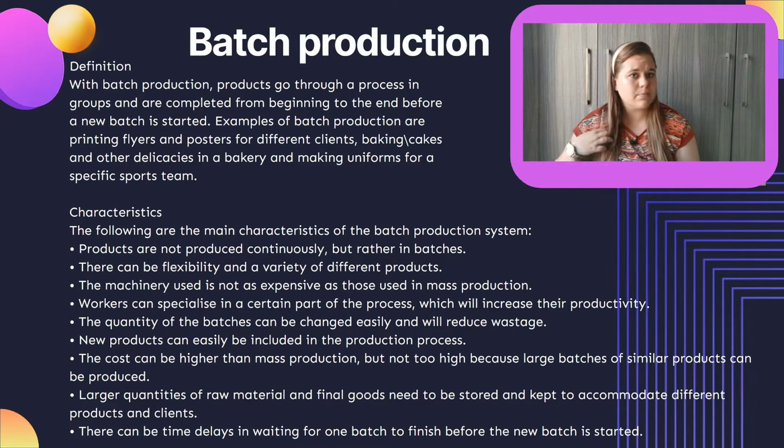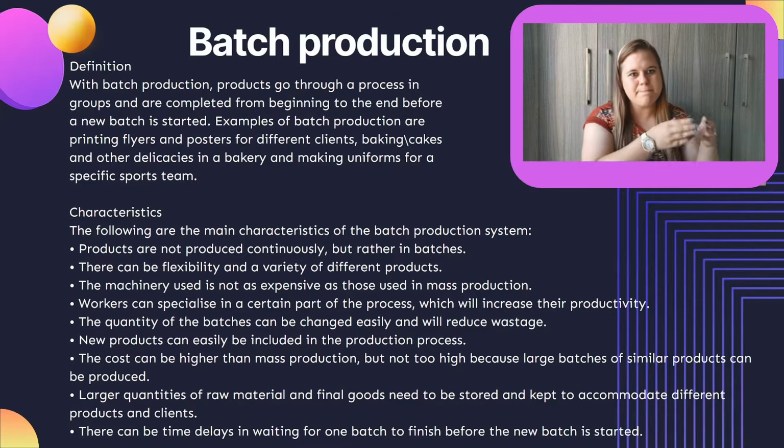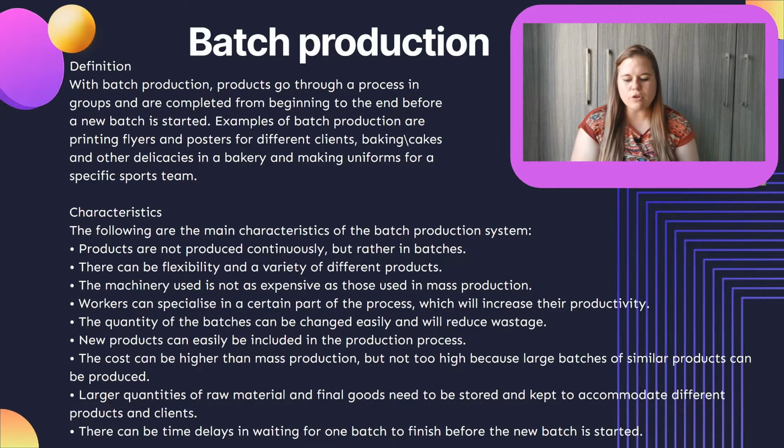The reason why new products can be included is because we can do it in batches. The quantity of the product can be changed easily, and this can reduce wastage. The costs can be higher than mass production, but not too high because large batches of the similar products can be produced. Larger quantities of raw materials and final goods need to be stored and kept to accommodate different products and clients. There can be time delays in waiting for one batch to finish before the next batch is started.